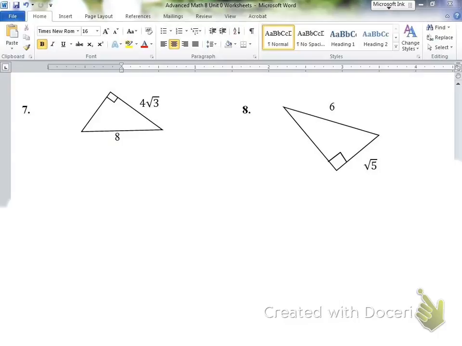Okay, so number 7. We have a leg of 4 square root 3 and a hypotenuse of 8. So which side do you want to call this? Do you want this one to be A or B? A? Let's call it A. It doesn't really matter. Okay, so this is going to be a squared plus, put it in parentheses, 4 square root 3 squared equals 8 squared.